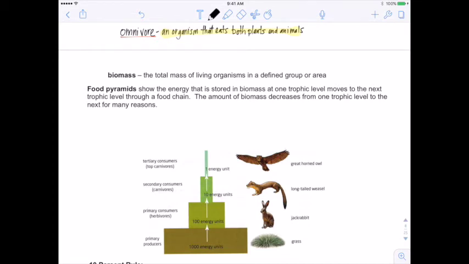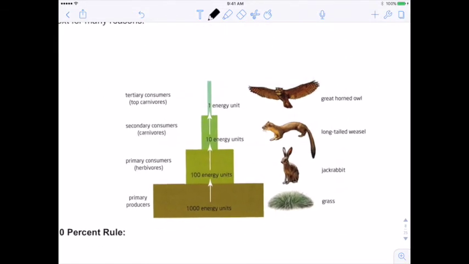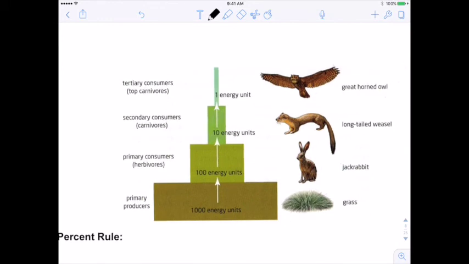The amount of biomass, as you can see from this diagram, decreases from one trophic level to the next. And this happens for many reasons. But if we take a look at this relationship here, if we piled up all of the plants in an ecosystem, we would have the largest mass. And the most energy in the entire ecosystem is stored here at this first trophic level.